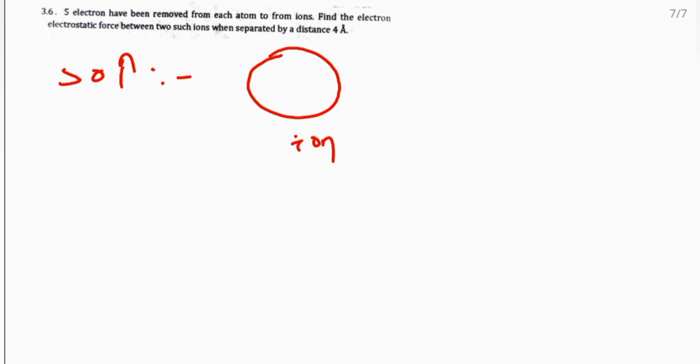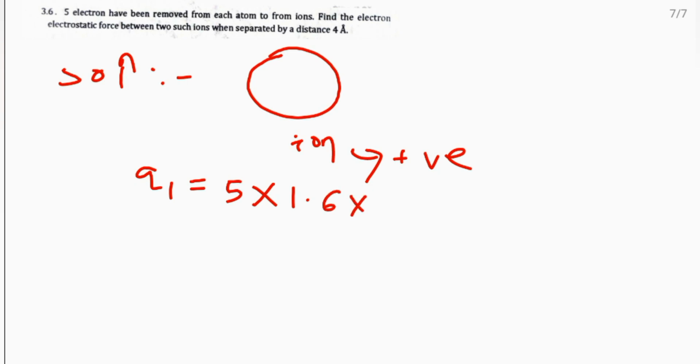So the ion has positive charge now because it already lost 5 electrons. And what will be the charge of this ion? 5 into 1.6 into 10 to the power minus 19 coulomb. So it becomes 8 into 10 to the power minus 19 coulomb.